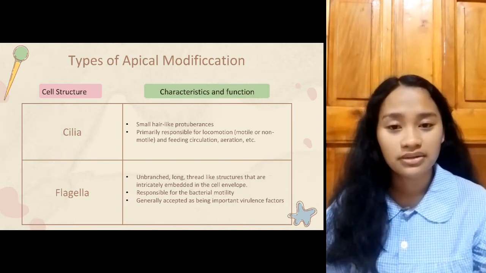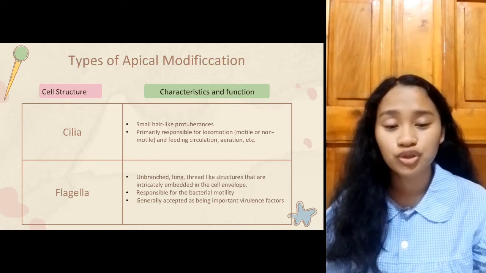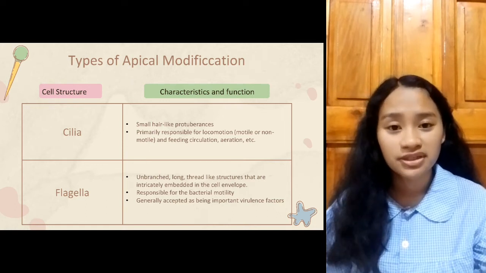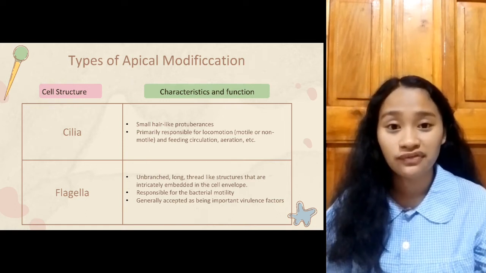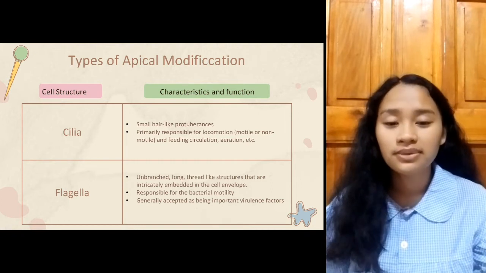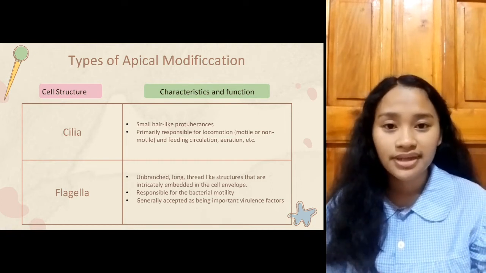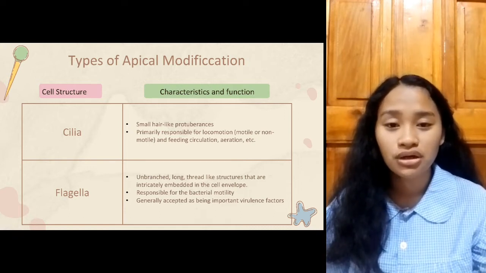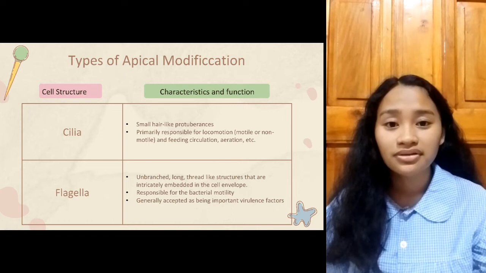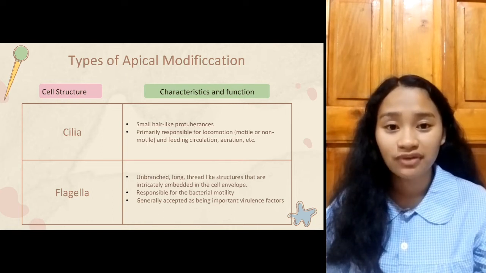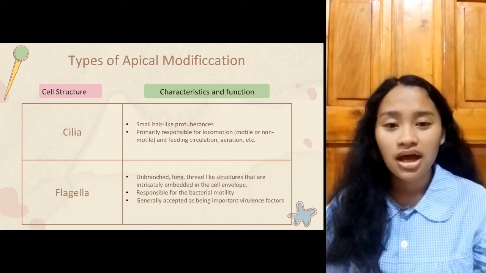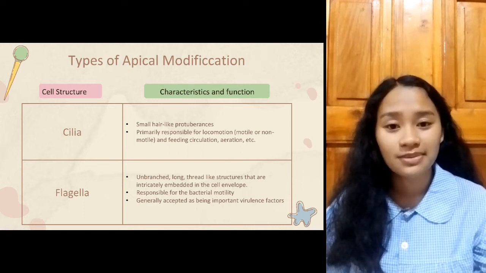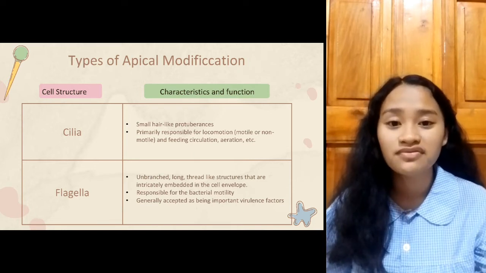First, we have cilia. Cilia are small hair-like protuberances. Their main function is primarily for locomotion, feeding, circulation, and aeration of the cells. In addition, they may be motile or non-motile. Next is flagella. Its characteristics include being unbranched, long, thread-like structures that are intricately embedded in the cell envelope. The main function of flagella is for bacterial motility. Another fact about flagella is they are accepted as being an important virulence factor.